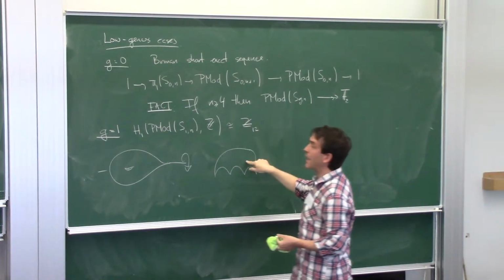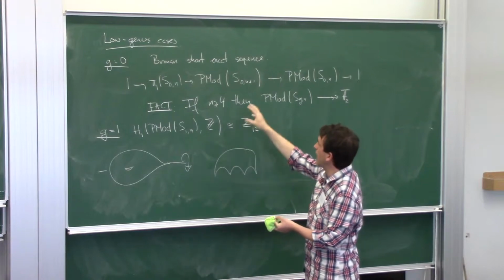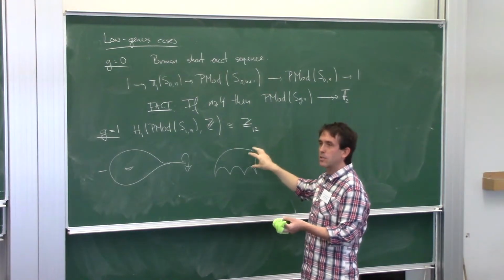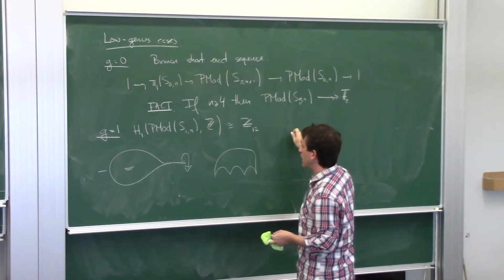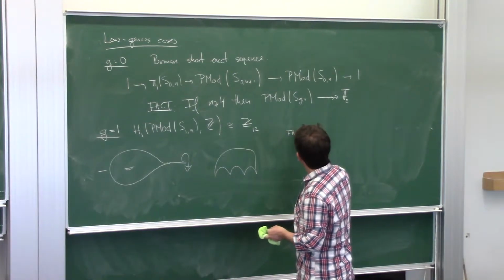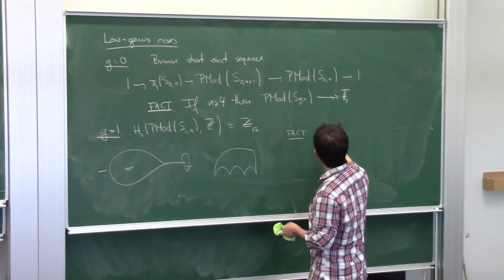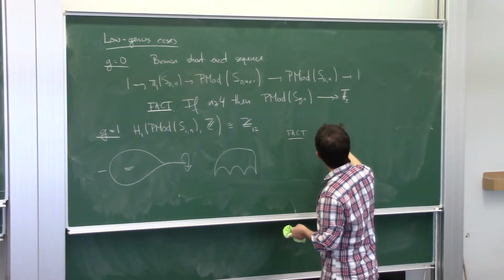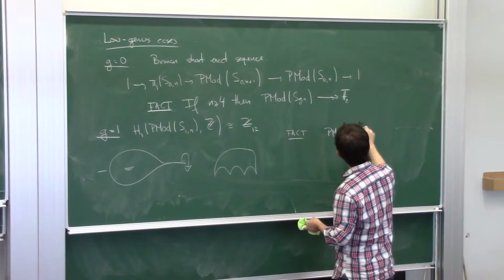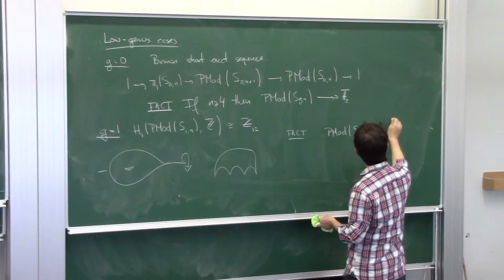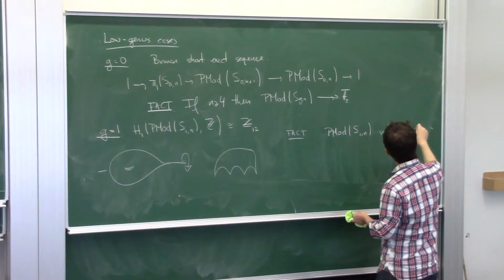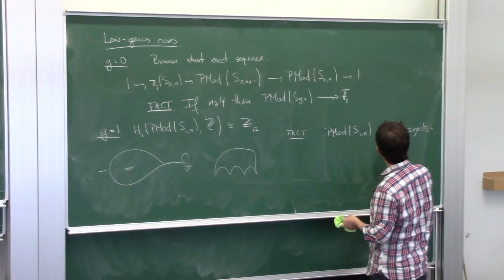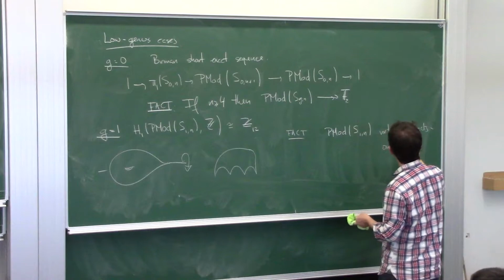So you can play the same game. I mean, okay, so you don't map onto the pure mapping class group, but up to finite index you do, and so the fact is that for all n, PMod(S_1,n) virtually surjects onto the free group on 2 generators.